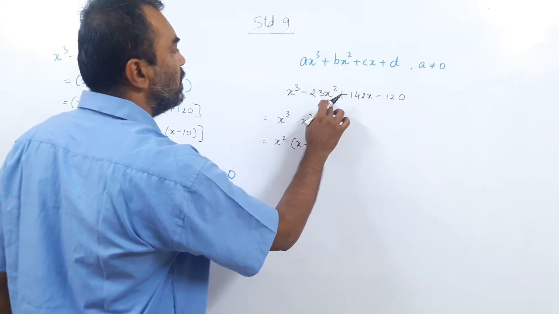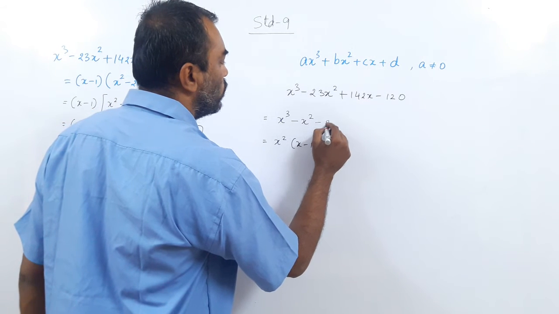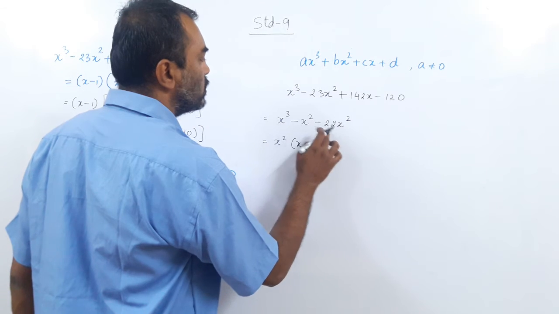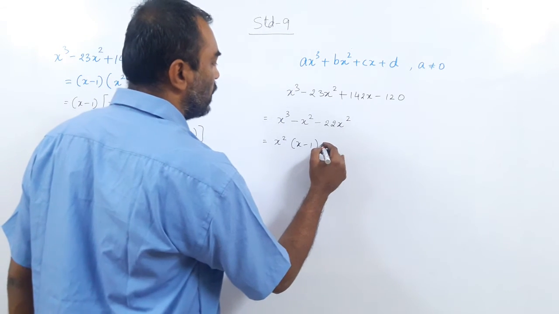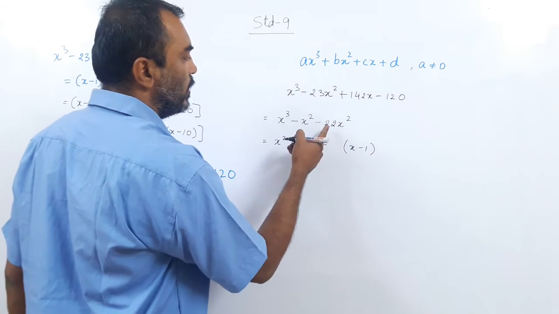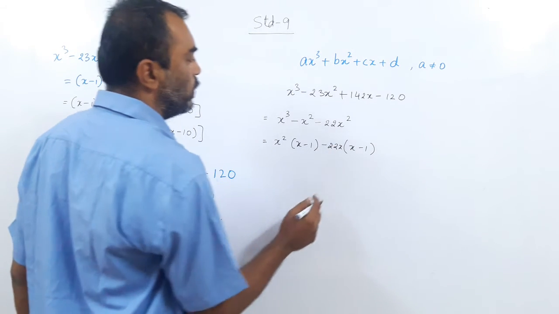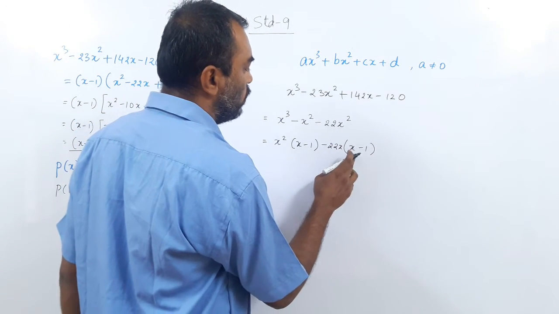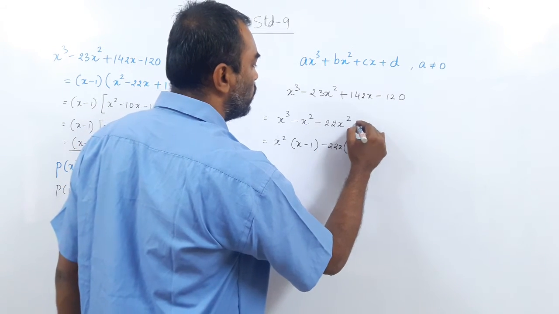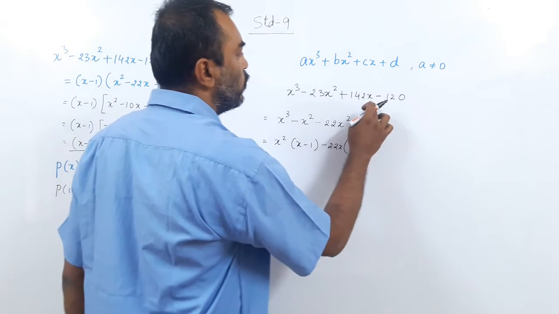But here it was minus 23x square, and I have already used up minus x square. So what do I need to add more here? Minus 22x square, because minus 1 minus 22 gives me minus 23. Now again there is a minus sign here. What is the factor? X minus 1. Now how do I get here 22x square and multiply with 22x? So minus 22 into x gives me minus 22x square, but minus 22 into minus 1 gives me plus 22x, right?